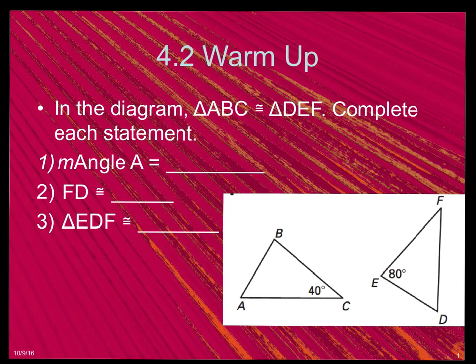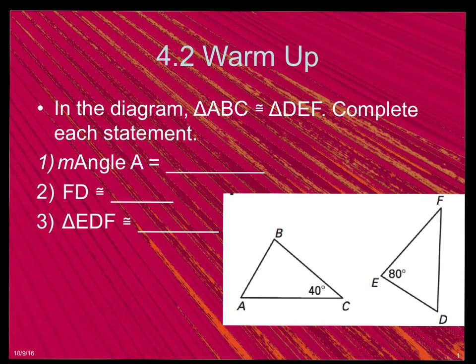Alright, so 4.2 was proving that polygons were congruent, but we talked a lot about triangles. And this one says, in the diagram, triangle ABC is congruent to DEF. Complete each statement. So remember that the order of the letters is important, right? I could either use the diagram that's there, or I could use the letters without even looking at the diagram.